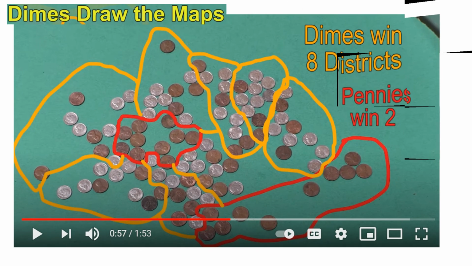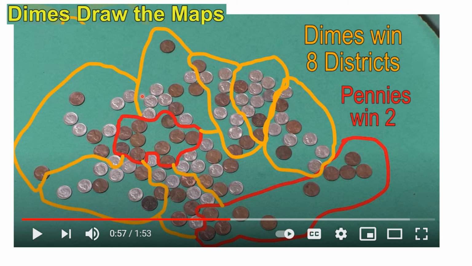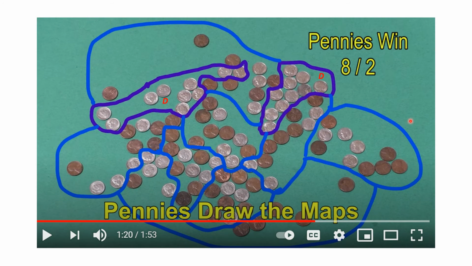Let's suppose that the dimes draw the map. Then we can count to get 10 coins in each circle. But you see, we've clustered the pennies here and here. And so the dime wins 8 districts and the penny wins 2. Or we could let the pennies draw the map, and the pennies could win 8-2 because the dimes only win here and here, and the rest of them win by pennies.